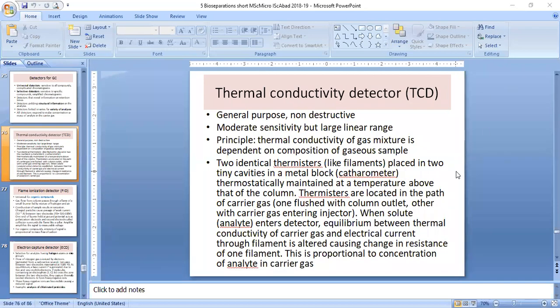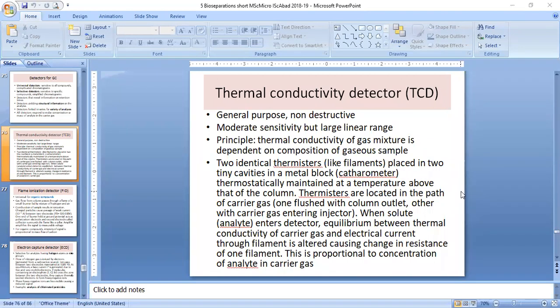Okay, so the first type of detector is called a thermal conductivity detector. We won't go into too many details of that, but just try to understand that there are filaments in a particular metal block, which is also called a catharometer. These filaments are also called thermistors, and they are maintained at a particular temperature. The carrier gas, or the mobile phase gas, is flushed through the thermistors, so the thermistors are in the path of the mobile phase.